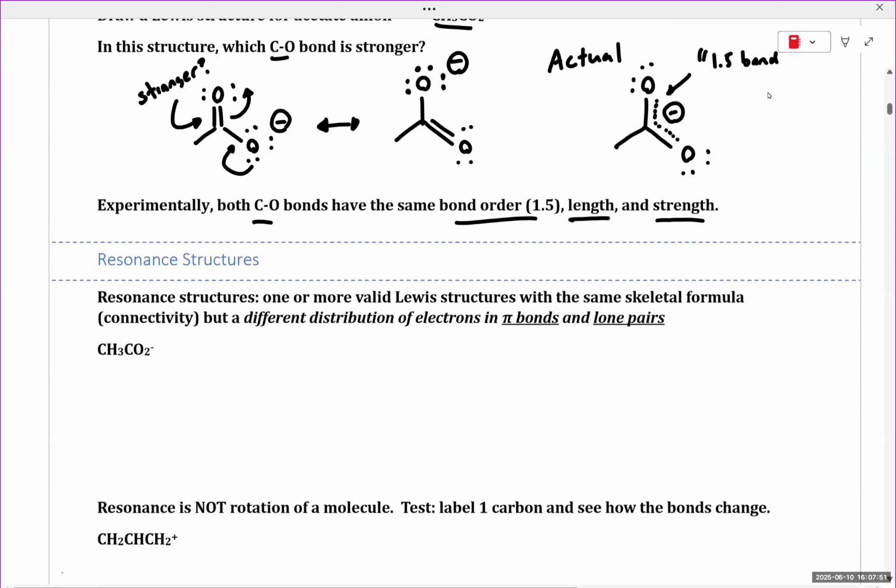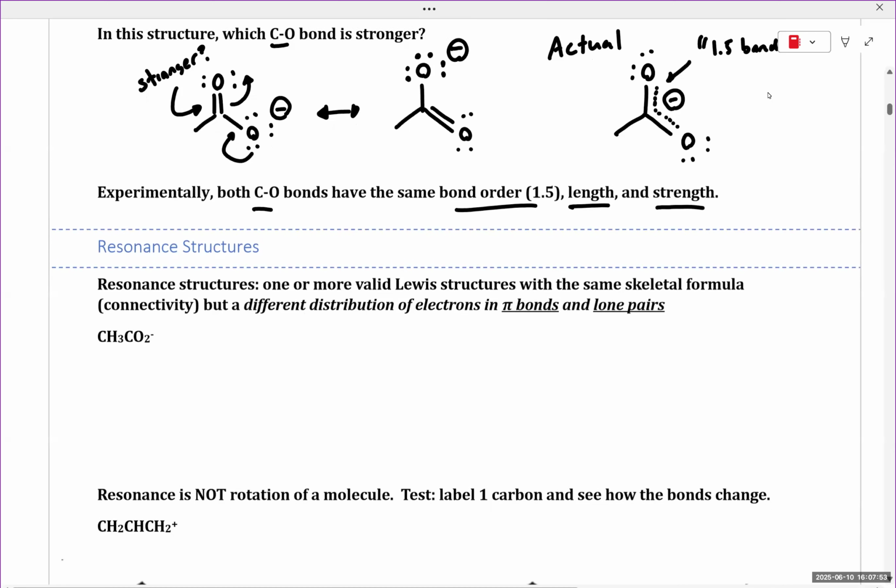So, what are resonance structures? These are one or more valid Lewis structures with the same skeletal formula, same connectivity, but a different distribution of electrons in pi bonds and lone pairs. You can think of resonance structures as drawing multiple structures with varying distributions of electrons throughout a pi system.